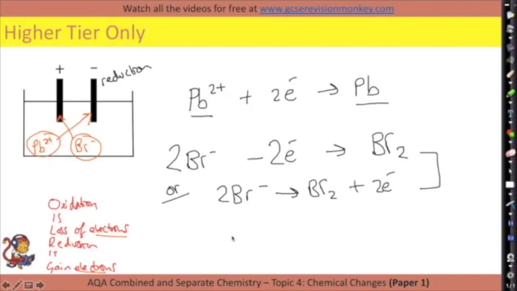Other examples, for example, hydrogen. The hydrogen ions would go to a negative electrode, there they would gain electrons and turn into hydrogen molecules, which we'd need to balance up. And chlorine, for example, if chloride ions lost electrons, they would turn into chlorine, and again we'd need to balance that.